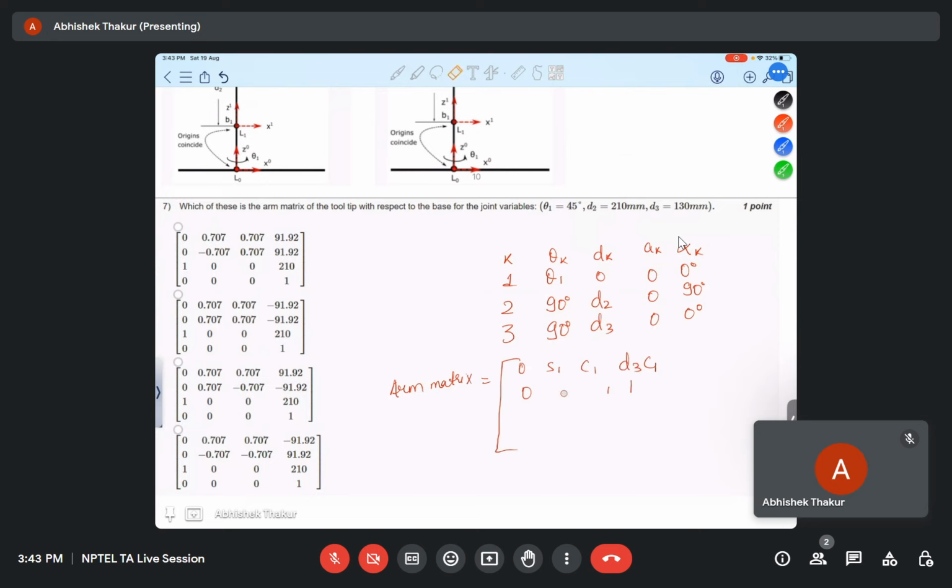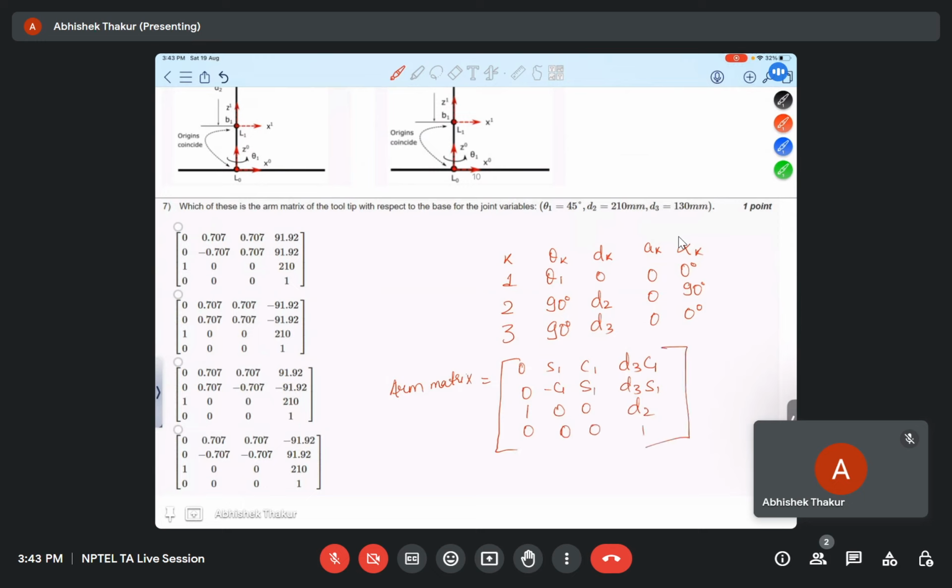So this is the formula you can see in the lecture: C1, S1, and D3 S1. The third one is 1, 0, 0, D2, and the fourth one is 0, 0, 0, 1. So this is our arm matrix.